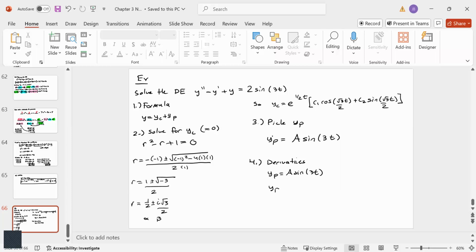So yp is equal to a sine 3t. Remember, chain rule here is very important. It's going to be 3a cosine 3t. Remember, sine becomes cosine. Cosine becomes negative sine. Negative sine becomes negative cosine, and the negative cosine cycles back to sine. So it does cycle. Remember that because it's very important. And then y double prime p is equal to 9 times negative a sine 3t. So there will be negatives that you have to deal with. Please be careful with that.